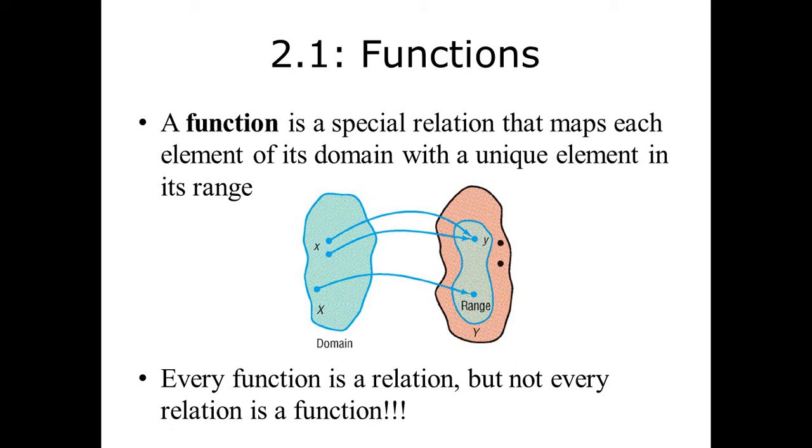It's important to know that every function is a relation, but not every relation is a function. So if we had this x value here going to this y value here, in addition to mapping to this y value, this would not be a function. But the relation that's shown here is a function.